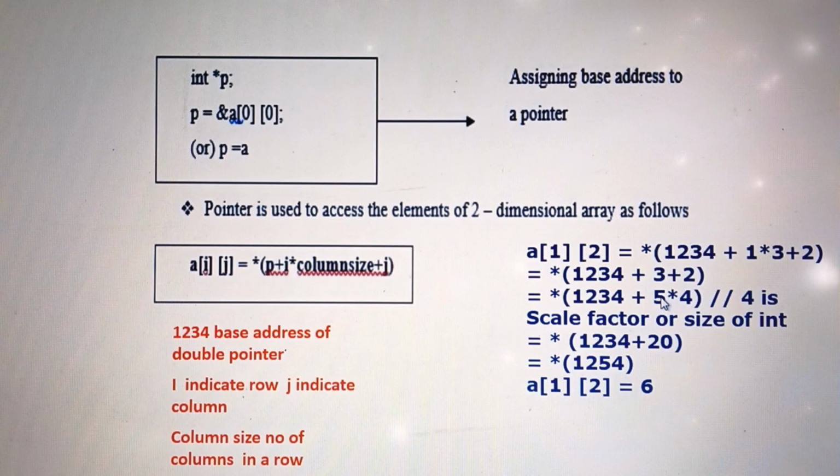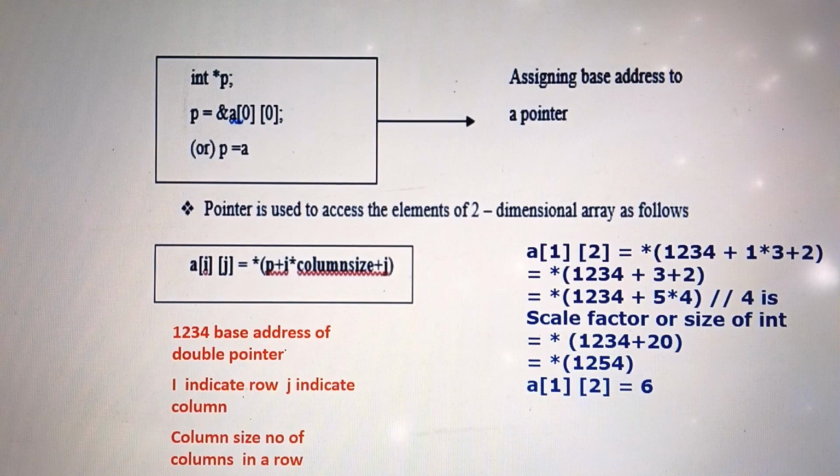Again we have to multiply with the size of integer. Size of integer is 4. 5 into 4 is 20. Then 1, 2, 3, 4 was 4, 20. We got the base address of A[1][2], which is 1, 2, 5. The value stored in A[1][2] is 6.